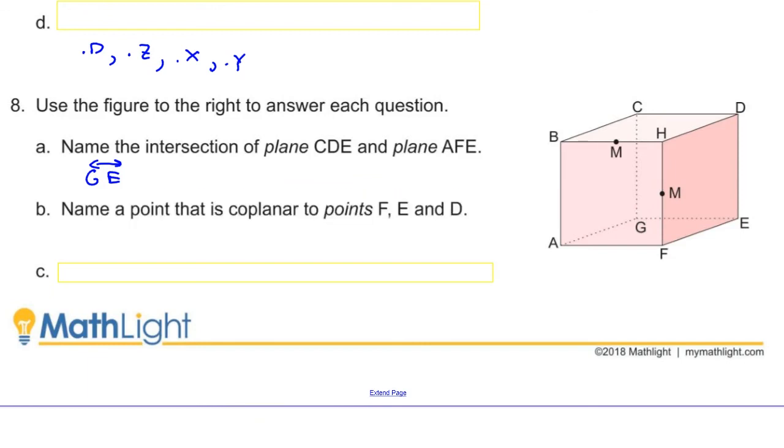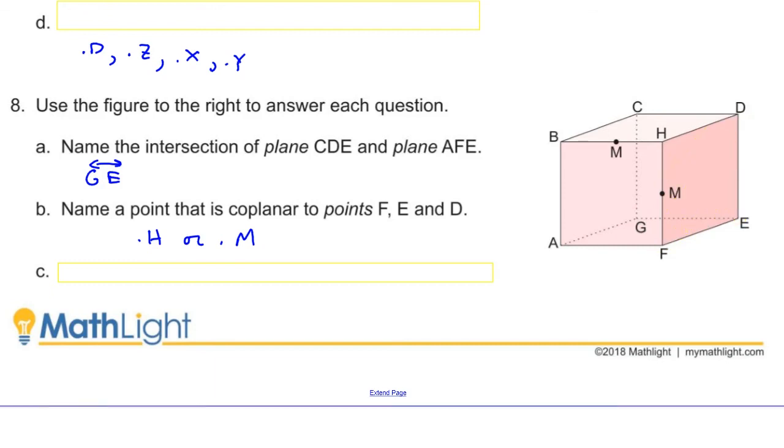All right, B, name a point that is coplanar to points F, E, and D. So points F, E, and D. Can you name a point that is in the same plane as points F, D, and E? And you have two choices, right? So hopefully you said point H, or you could have said point M. Those are the only 2 points that are in the plane of F, D, and E, right? It would have been this side of the box right here, right?